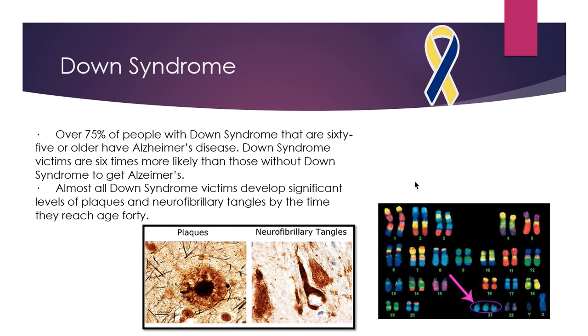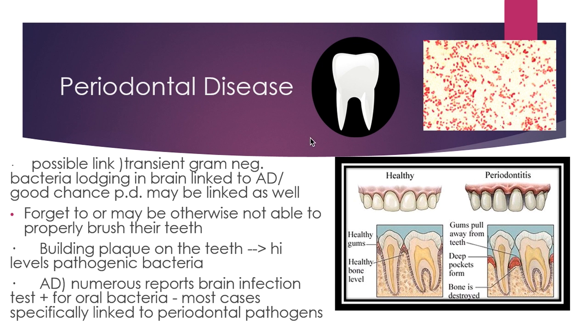So Down syndrome may also be related to Alzheimer's. There's a high likelihood that it is related, because three-quarters of Down syndrome patients also have Alzheimer's. And there's something about having trisomy 21 that just makes you more genetically predisposed to getting plaques and tangles.